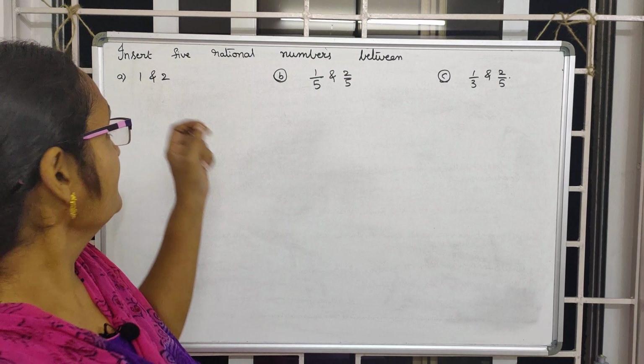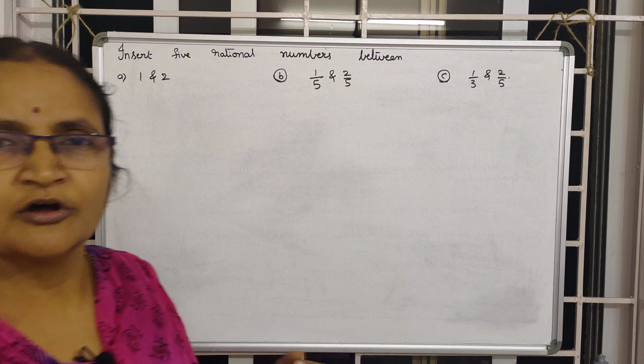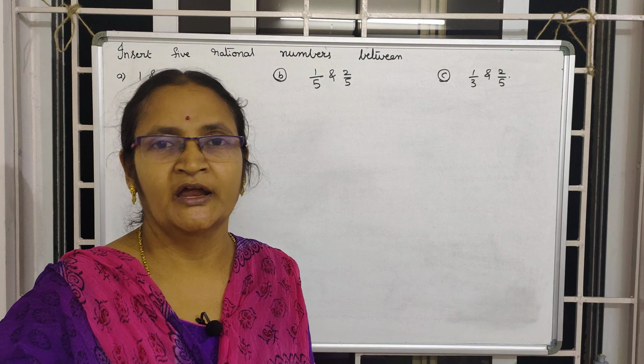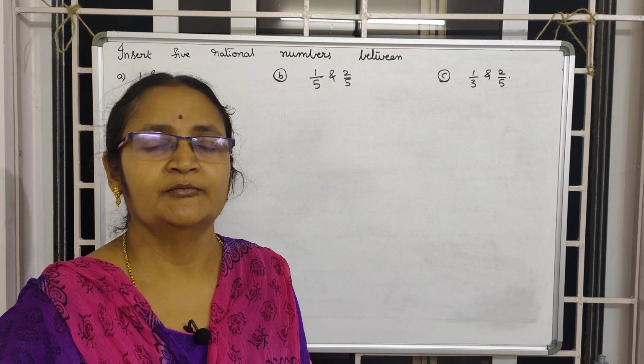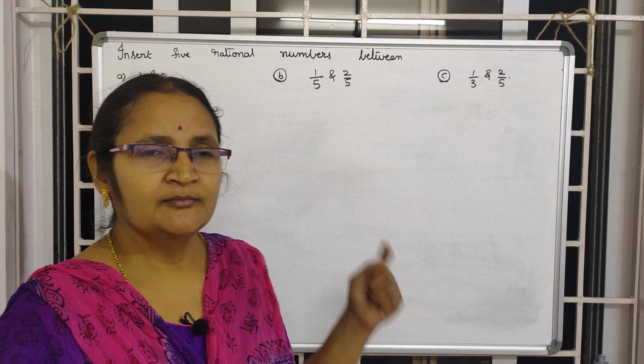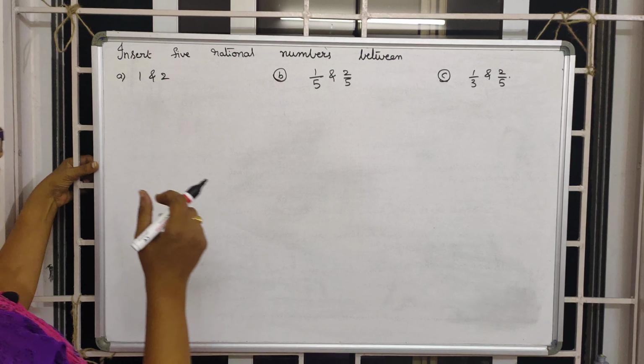Let us see here. They're asking us to insert five rational numbers between 1 and 2. Normally, if you're counting numbers 1 and 2, in between these two numbers, how many are there? There are infinitely many. Among those infinitely many, they're asking us to find any five rational numbers. Let us see how to find them.